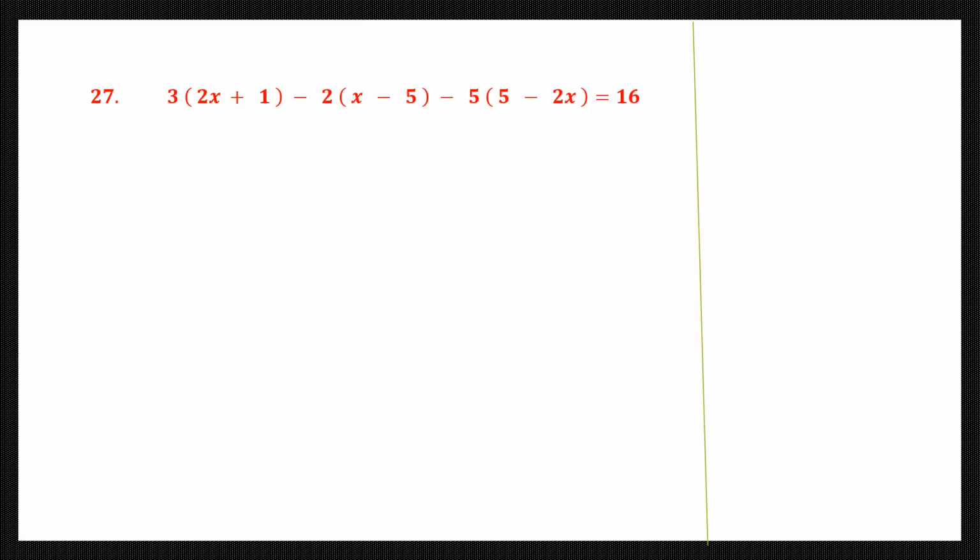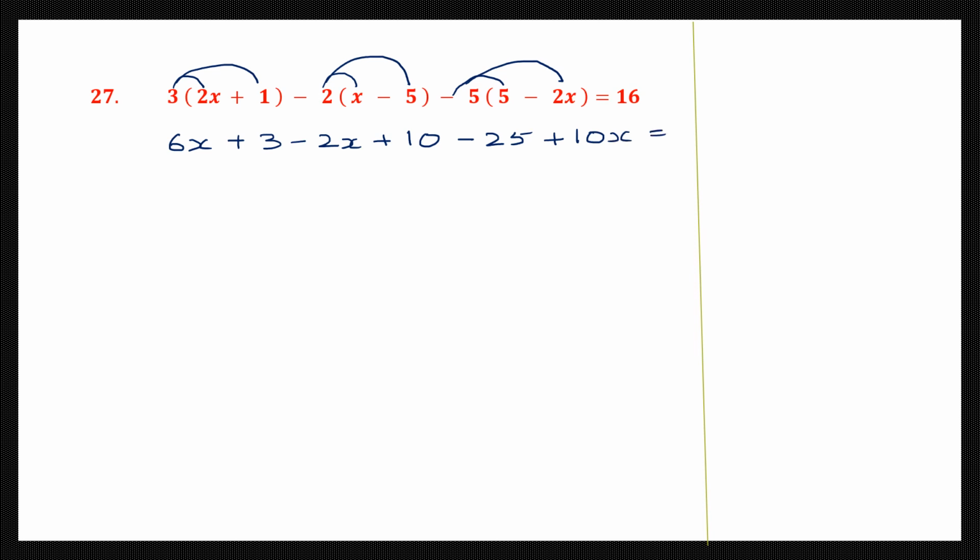The 27th sum. First, let's open all the brackets. So 3 into 2x is 3 2s are 6. 6x plus 3 into 1, 3 1s are 3. Now here minus 2 into x is minus 2x. Then minus 2 into minus 5. Minus into minus is plus. 2 5s are 10. We go to the next one. Minus 5 into 5 is minus 25. Then minus 5 into minus 2x. Minus into minus is plus. 5 2s are 10x. Equals 16.